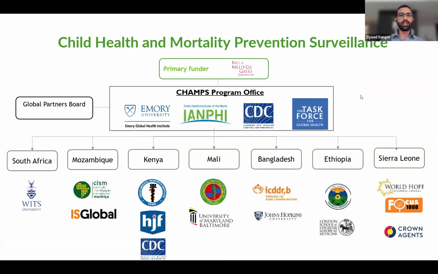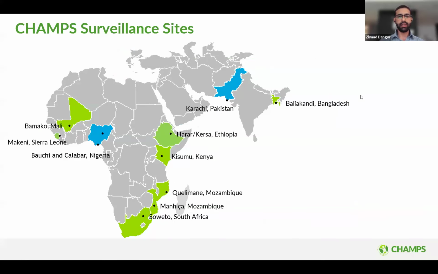So CHAMPS, which is the Child Health and Mortality Prevention Surveillance program, is funded by the Gates Foundation through Emory University and multiple partners. It has 7 countries, and South Africa is one of the countries, and I've listed all the other countries there. In addition to the 7 countries highlighted in green, there are 2 new countries that have come on board that are highlighted in blue, taking it to 9 countries doing surveillance.